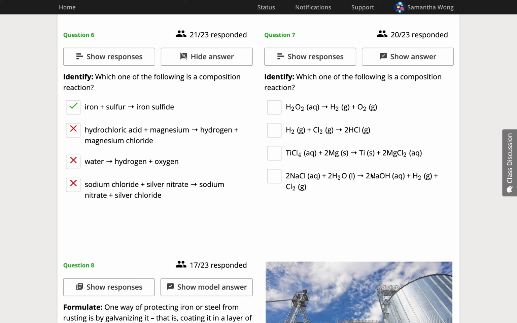And it cannot be this last one here because you end up with 3 products. So 1, 2, and 3. So that tells us it has to be this one up here. So 2 reactants giving you 1 product. So A plus B gives you AB.